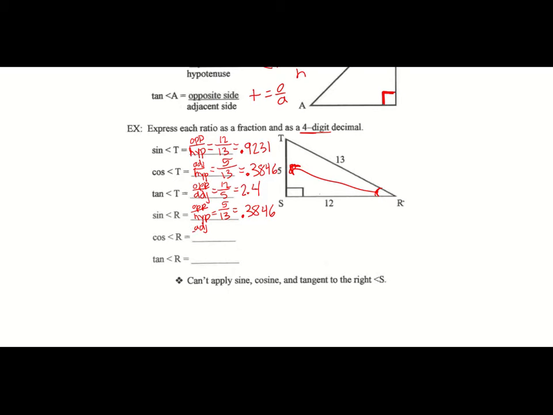Cosine is still adjacent over hypotenuse. The adjacent of r is 12. Hypotenuse is 13. 12 over 13 we said was 0.9231. And then tangent is opposite over adjacent. Opposite of r was 5, and adjacent was 12. 5 divided by 12 we said was 0.4167. Okay, so that is practice getting our ratios for sine, cosine, and tangent. And remember, we can't apply the sine, cosine, and tangent to our right angle s. It has to be an acute angle.